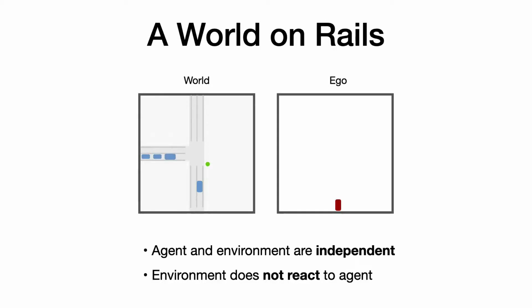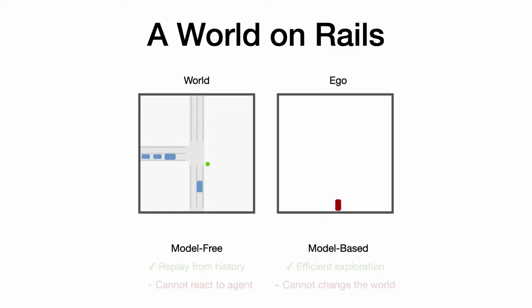Now, this assumption is obviously not true in all traffic scenarios, but let's still see where this leads us. Since the world does not react to the agent, we can simply replay it from our dataset. It does not depend on the agent's state and does not need to consider its actions. On the other hand, the forward model for the ego vehicle is very compact and can afford efficient exploration. However, it can only change its own state and not the world.